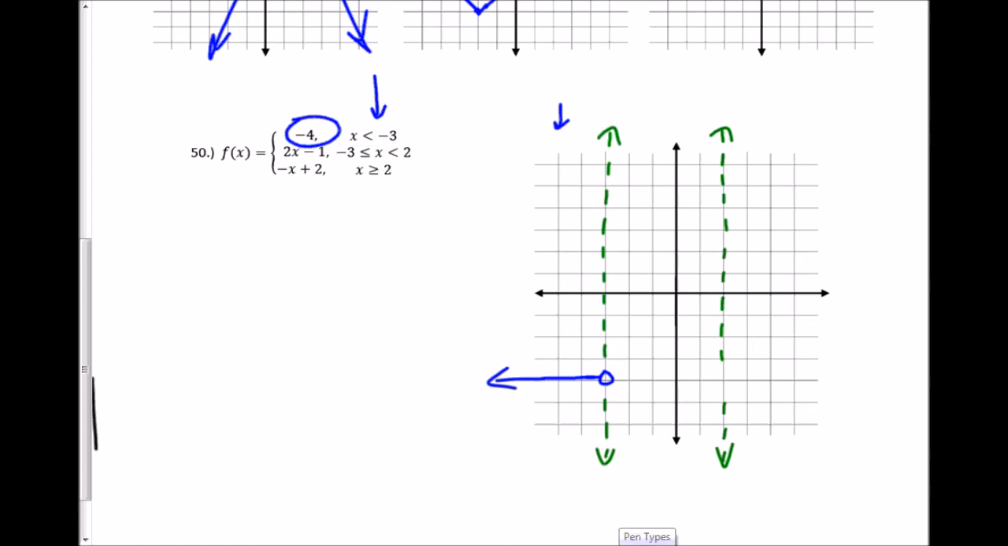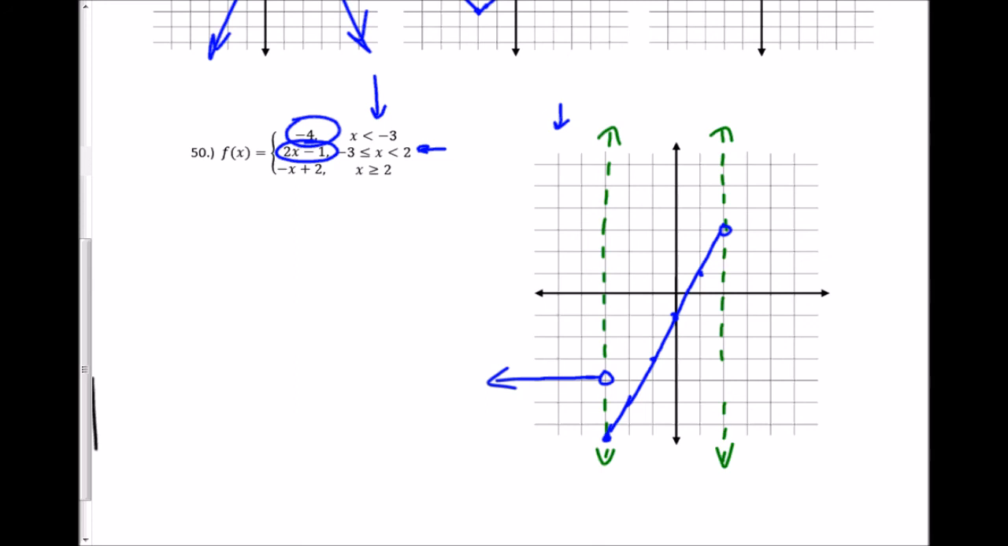Looking at the next section, this middle section right here, I'm going to graph this function, 2x minus 1, which has a y-intercept of -1 and a slope of 2. And again, I'm only going to graph it in this section, so instead of graphing the whole thing and then having to erase pieces, I'm just going to graph the pieces in this section. Over at -3, I'm going to use a closed dot because there's an equal to condition. Over here, I'm going to use an open dot because there's no equal to condition.